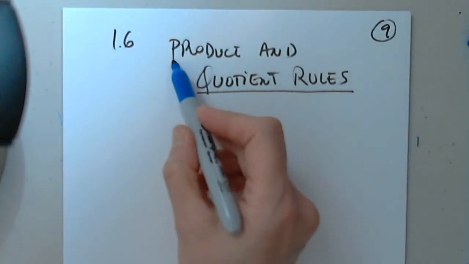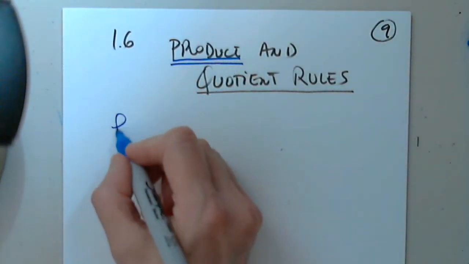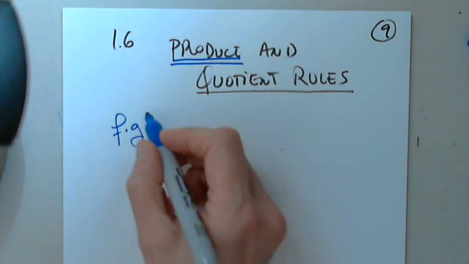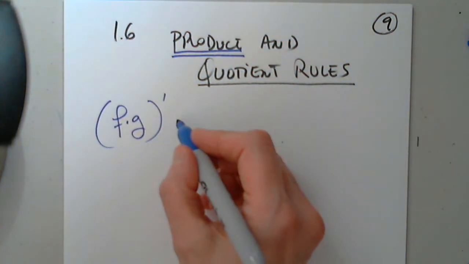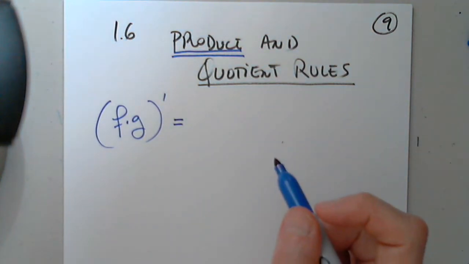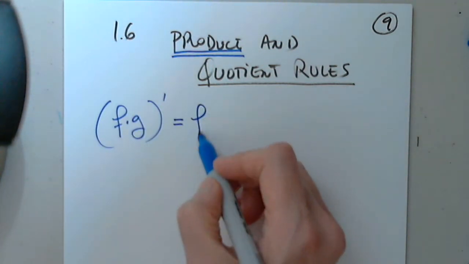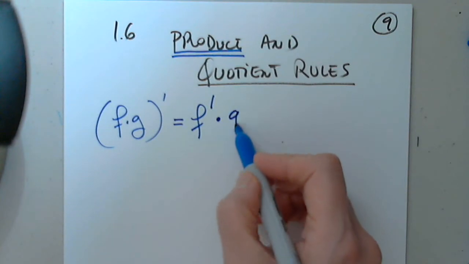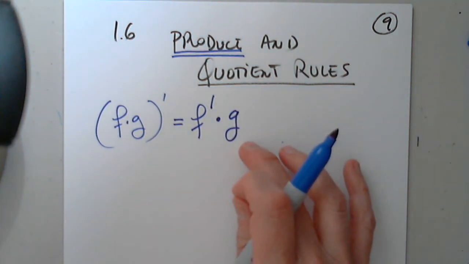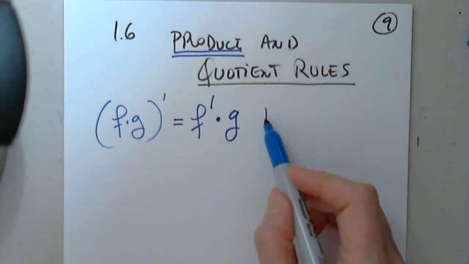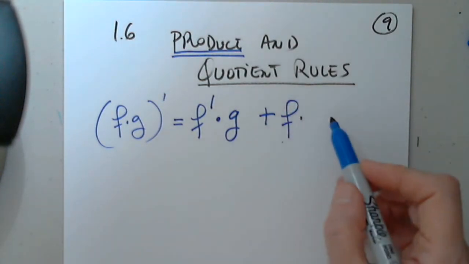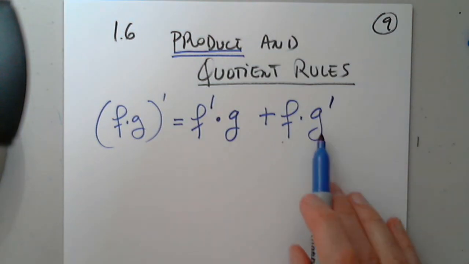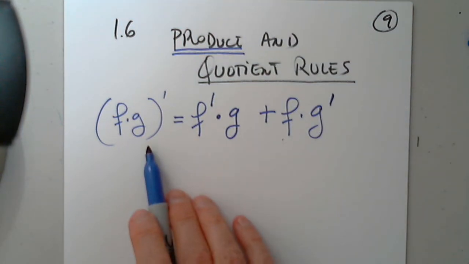So what does this mean? Well, it's a product of 2 functions, and we want to differentiate. So here is the rule. First function prime multiplied by the second one that is not differentiated yet. Just the original function, plus the function f times the derivative of the second one.